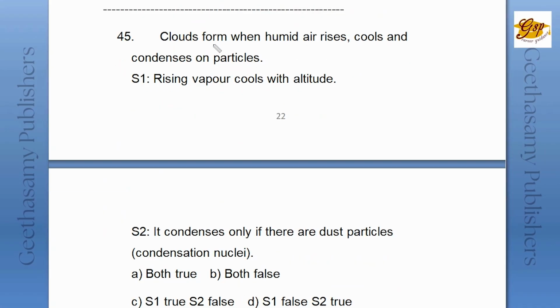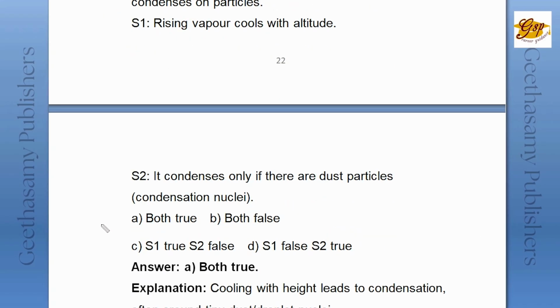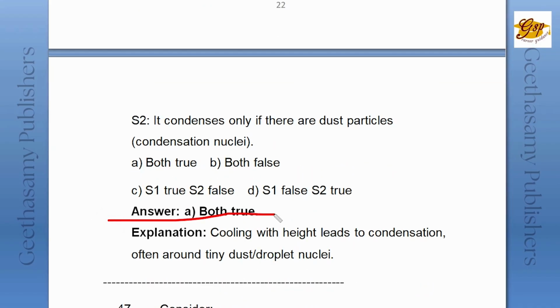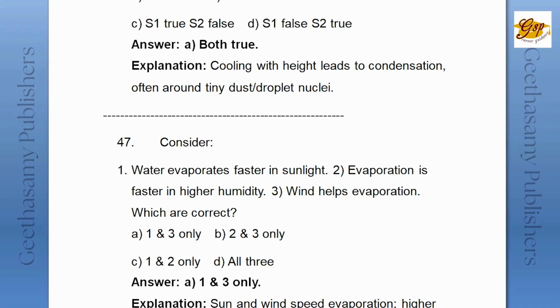45th question. Clouds form when humid air rises, cools and condenses on surface particles. Statement 1, rising vapor cools with altitude. Statement 2, it condenses only if there are dust particles. Right? Both are true, both are false, S1 true, S2 false, S1 false, S2 true. The correct answer is both statements are true. So cooling leads to condensation around tiny dust particle nuclei.